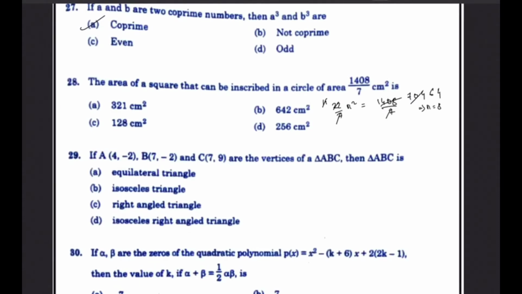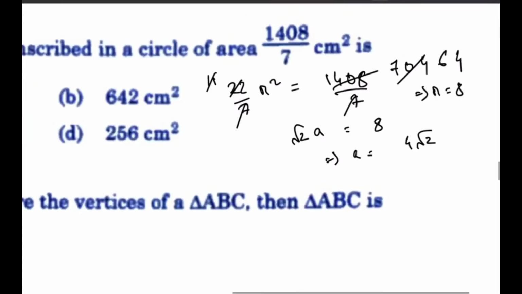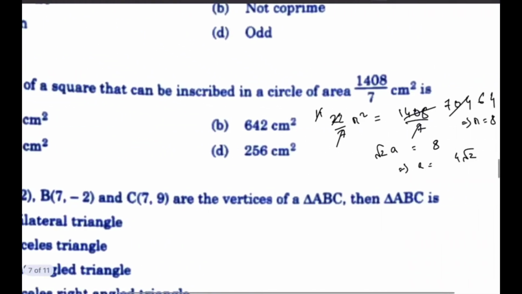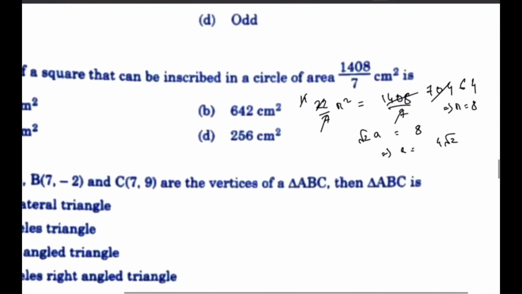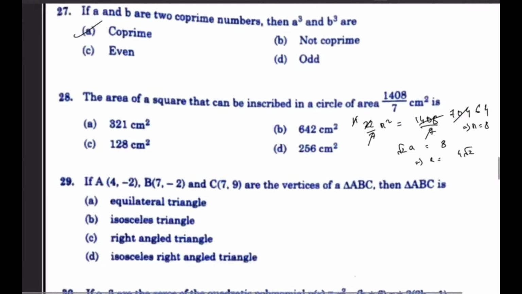The radius is 8, so you see the diameter is 16, and you know that root 2 times side is the diameter, so root 2 times a is 8, which implies a equals 8 by root 2, that is 4 root 2. Now you just need to square this. 16 times 2, and that is 32. I think I have messed it up again. I'll come back to this question later. Let me mark it.